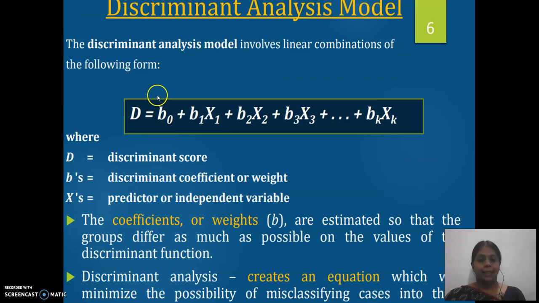The analysis model is like a multiple regression model. So we can give a final equation in this way: D, the discriminant analysis score, is equal to the discriminant coefficient or weight on each predictor value, with the constant. So same as your multiple regression model. The coefficients or weight vector B are estimated so that groups differ as much as possible on the values of the discriminant function. So mainly this is a classification model where the differences among the groups are analyzed and presented with the help of these weights.